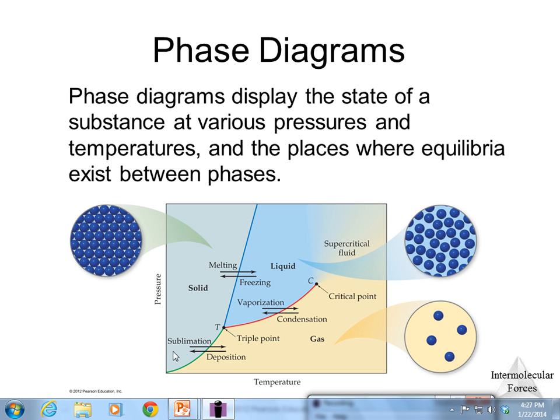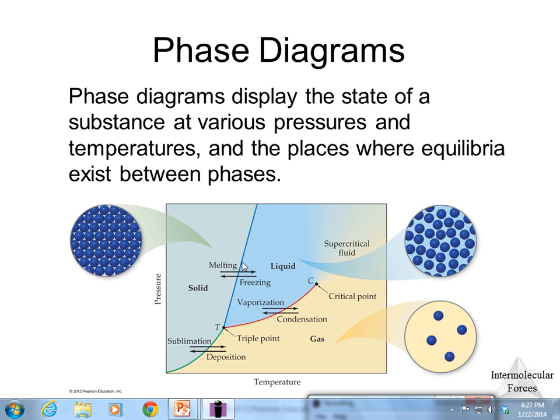Notice the transition directly from solid to a gas: you've got sublimation, and gas back to a solid is deposition. Liquid to gas is vaporization, and gas back to the liquid is condensation. Solid to liquid is melting. Liquid back to solid is freezing. All of these are respective of intermolecular forces and when they can lie in between.